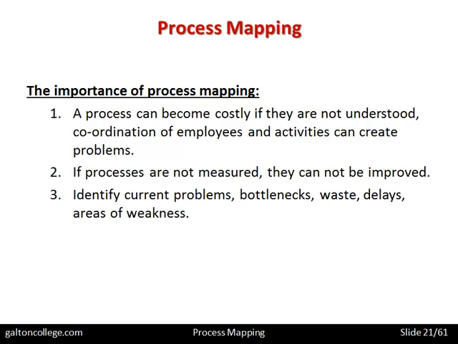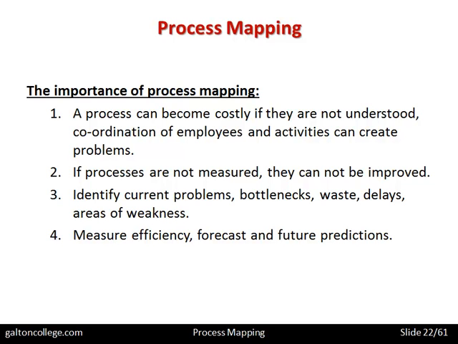So it's possible with process mapping perhaps to identify current problems, identify bottlenecks if there are issues in the production process where perhaps some activities overload the situation, overload perhaps a machine. There's not enough of that machine and jobs have to wait for their turn to be processed. That indicates a bottleneck. There could be waste or delays or general areas of weakness in the system. So process mapping can flag up all of these issues. And that's what makes it useful.